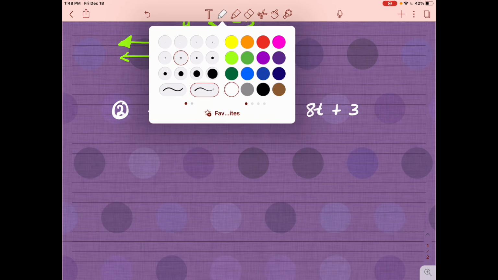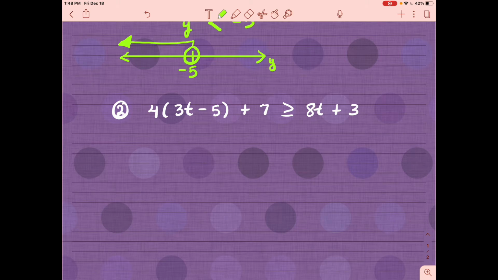All right, first thing I'm going to do is go ahead. I've got t's here and t's here. I need to get them together, and so I need to free these guys from their prison of these parentheses. So I'm going to use the distributive property. I get 12t minus 20 plus 7 is greater than or equal to 8t plus 3.